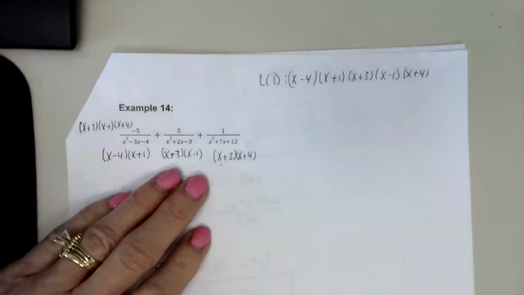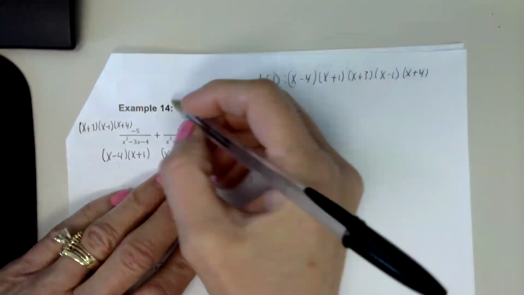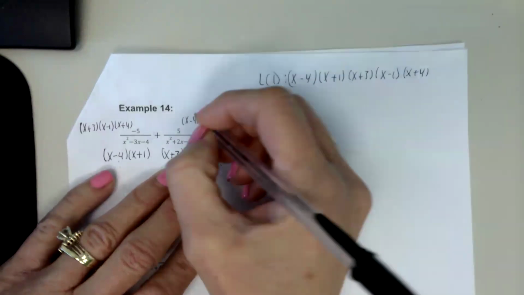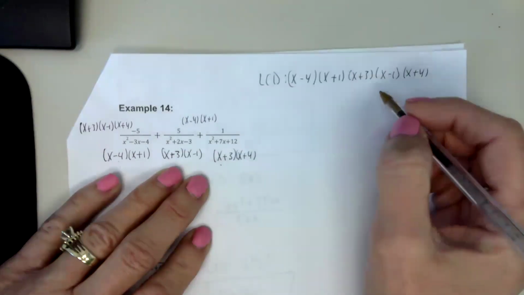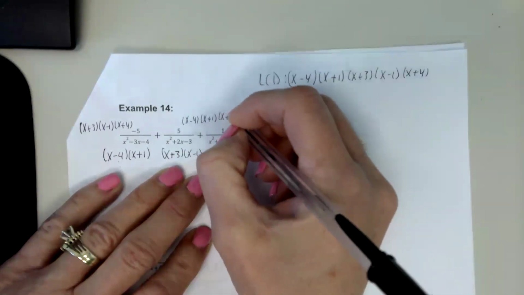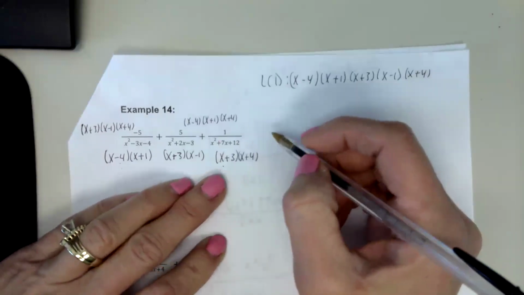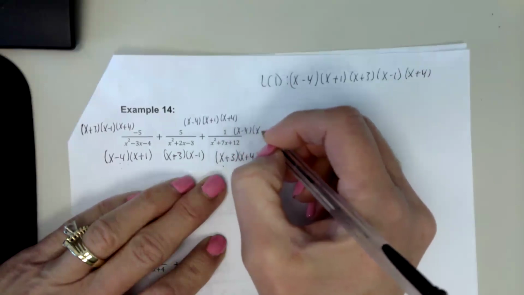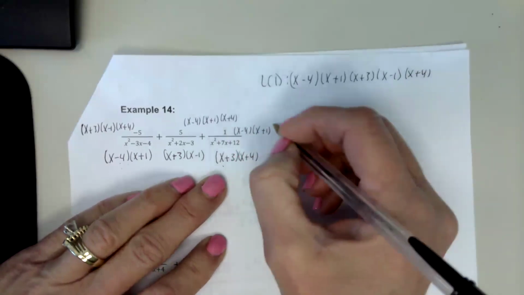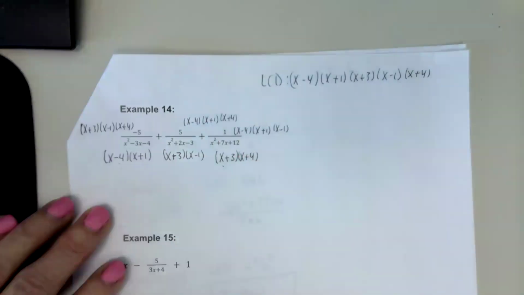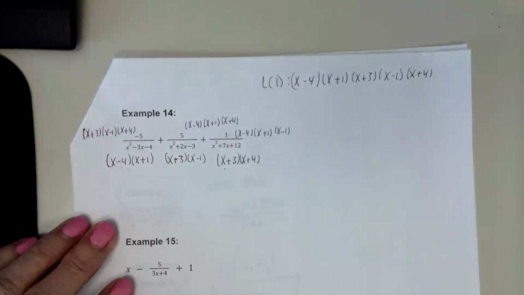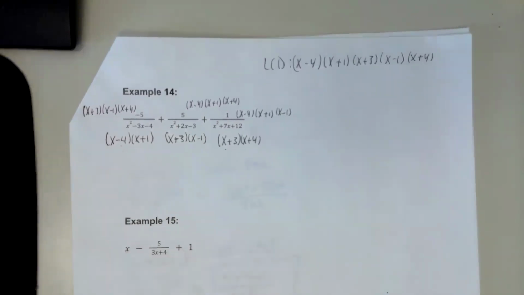And the second one is missing the x minus 4, x plus 1, and the x plus 4. And the last one is missing the x minus 4, x plus 1, x minus 1. Wow. So this is definitely going to take some extra paper here.